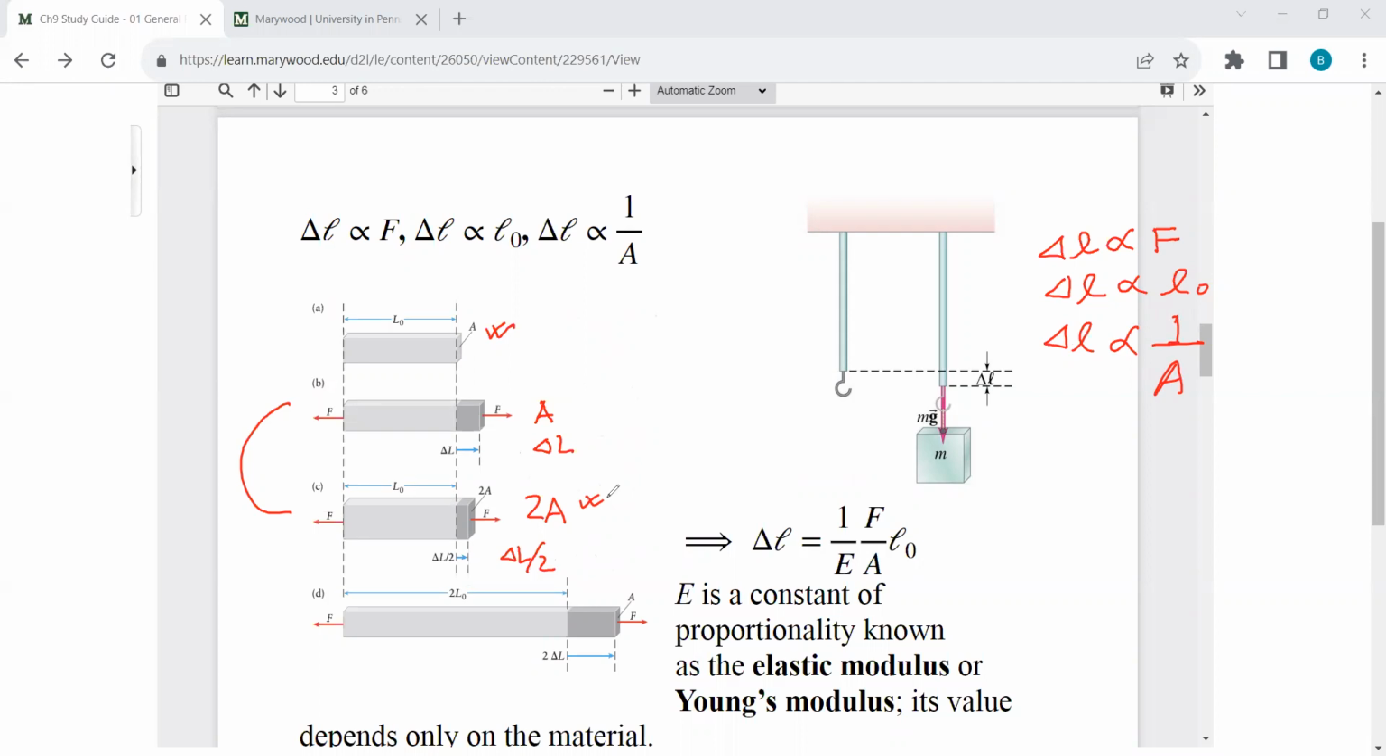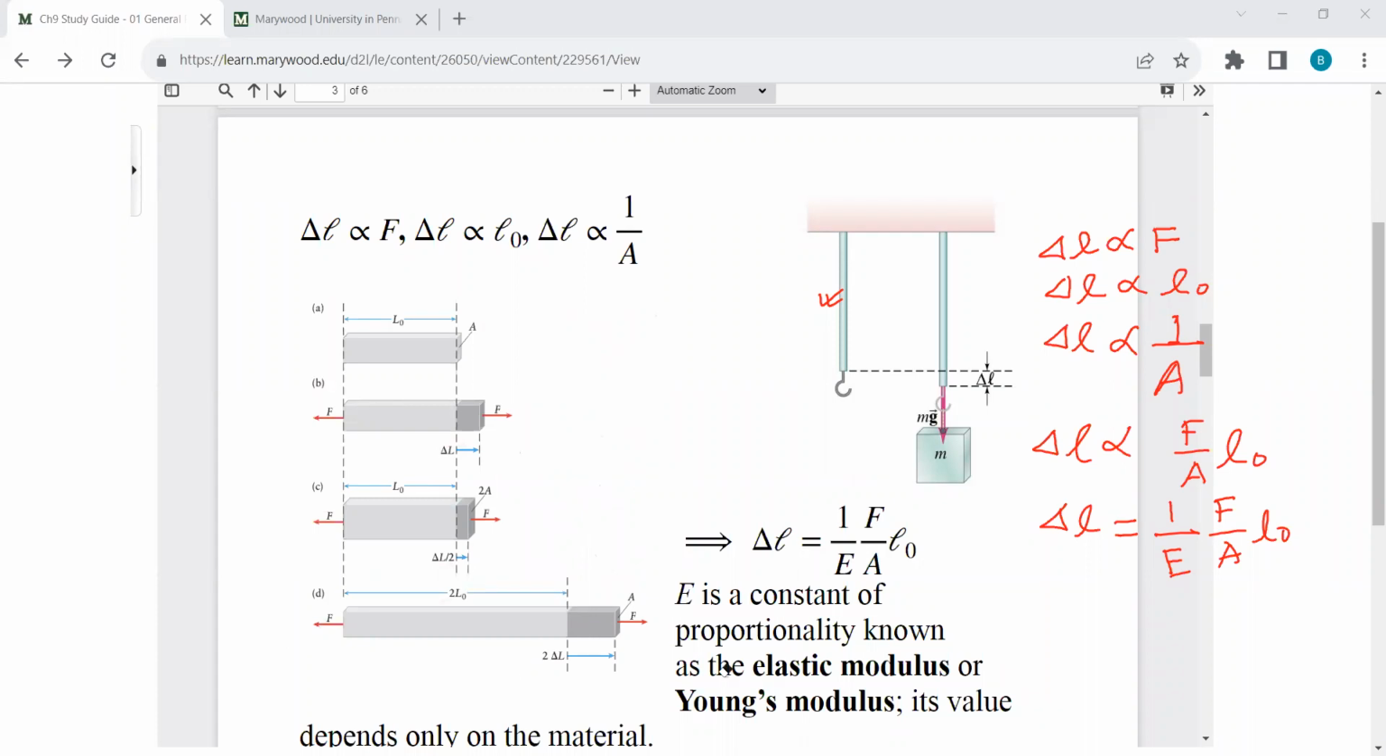Now if I combine these three equations, I can write this. If I remove the proportionality sign, I need a proportionality constant. Here, this is the proportionality constant. So E is the proportionality constant, and E is basically the property of the material. If it is made of steel, E will be different than if it is made of, let's say, copper. So E basically tells about the property of the material.